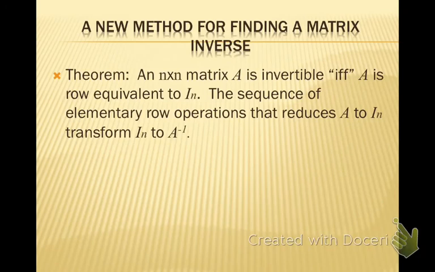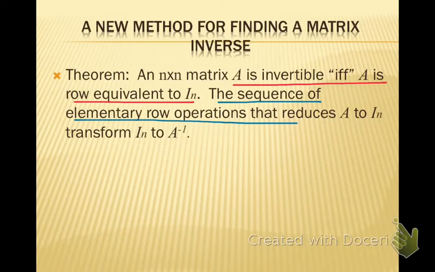The theorem that you see right here is extremely powerful, and it's powerful because it actually tells us how to find the inverse of any n by n matrix. So the theorem says the following. If I have a matrix that is invertible, first of all, it means that it is row equivalent to the identity matrix. So an invertible matrix is row equivalent to the identity. And then the next part tells us how we actually find the inverse. It says that the sequence of elementary row operations that reduces A to I transforms I to A inverse.